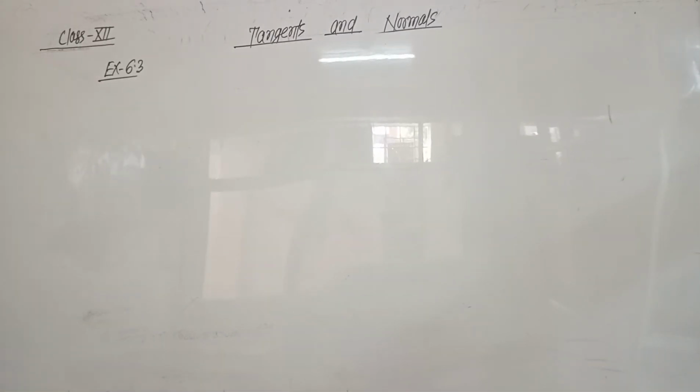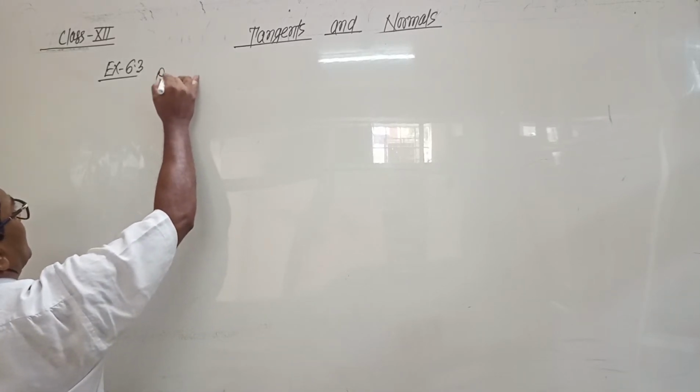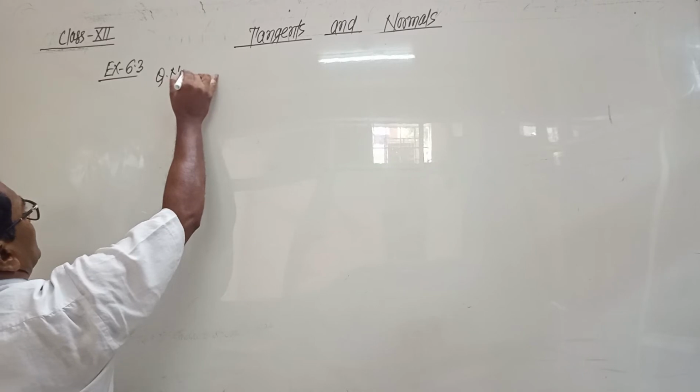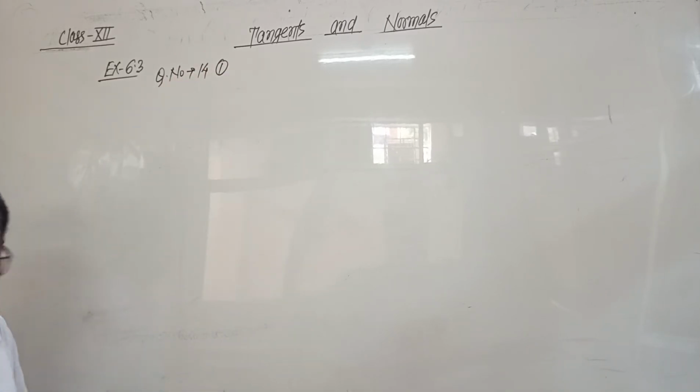Next question number 14. Find the equations of tangents and normal to the given curve at the indicated point. So first part of question number 14. Find the equations of tangent and normal to the curve.